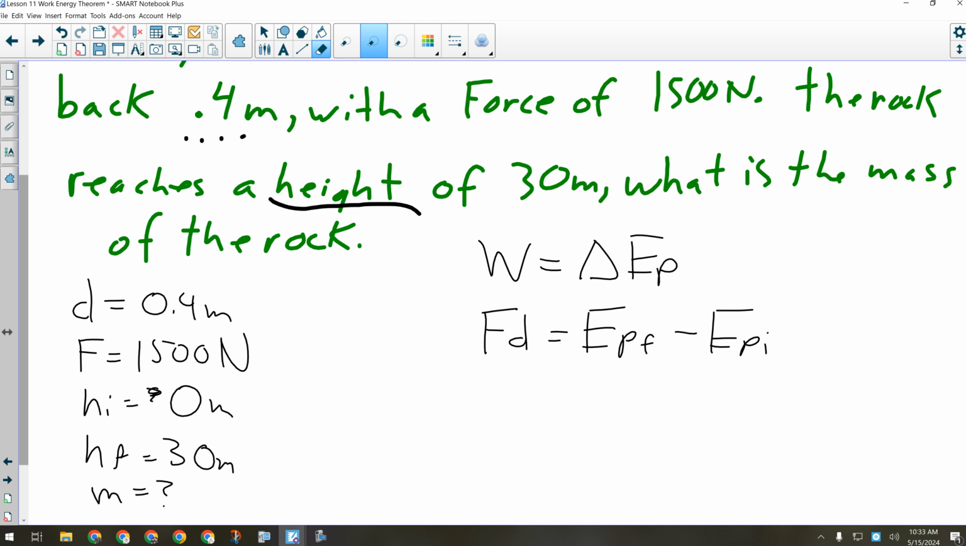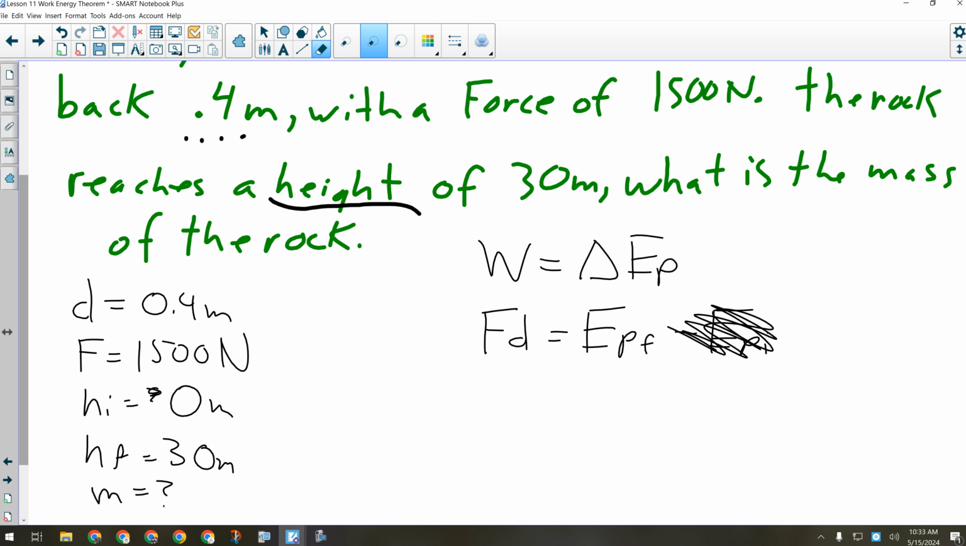Can I shortcut here? Is there anything I can eliminate? Initial potential energy. I'm on the ground, can't fall any further. No potential energy on the ground because your height is 0. M times G times 0 is 0. So I can get rid of this. For this situation, that's irrelevant.